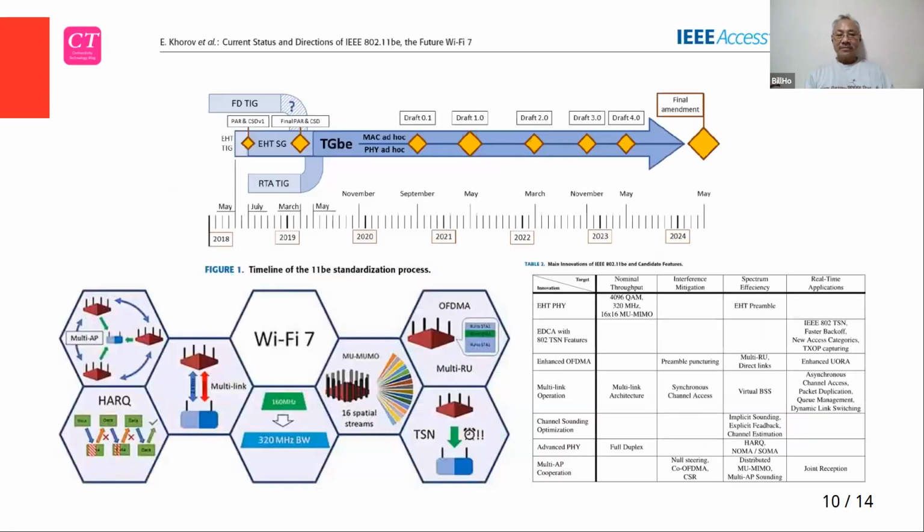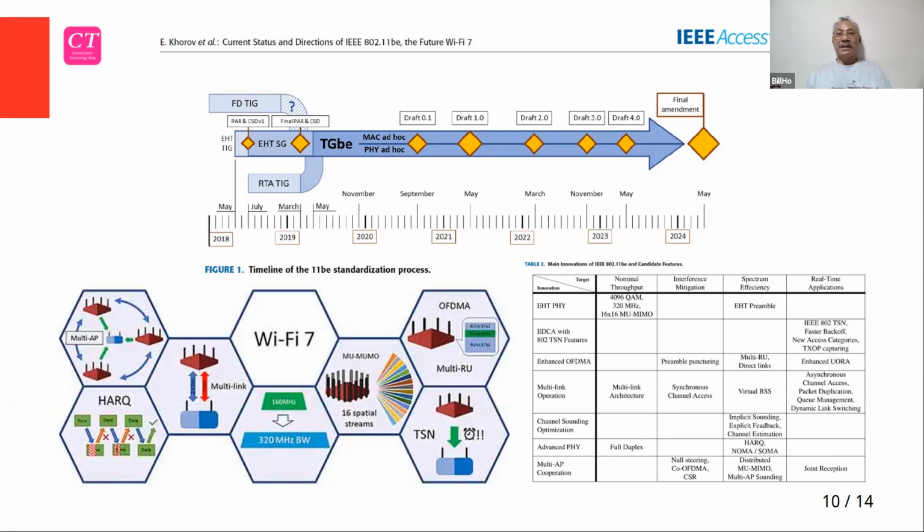Okay, so this was the timeline on the discussion, the current status on this Wi-Fi 7 rollout. We are not there yet. We were expecting to have all these features, but maybe they will change when they really roll out.